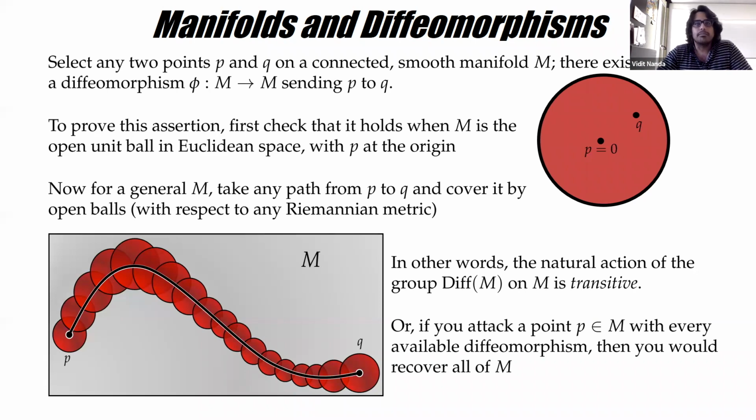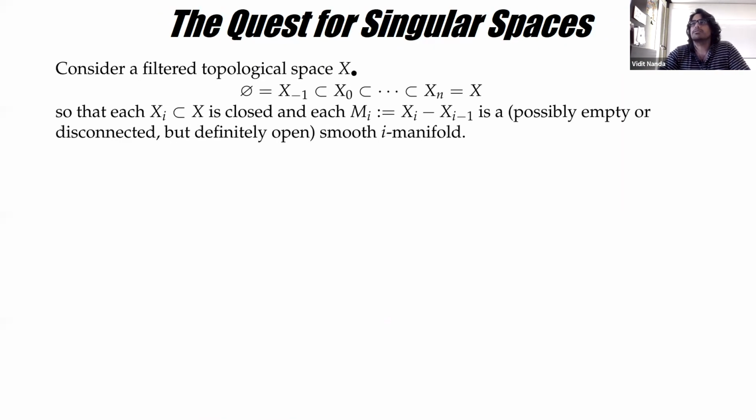Okay, so this is a really, really nice property. And in fact, the quest for singular spaces begins with trying to recreate this miracle for spaces that are not manifolds. So maybe if you tried to come up with a good definition of singular space, you would have a filtered topological space at the very least, filtered by closed subsets, so that you require the successive differences to be smooth manifolds.